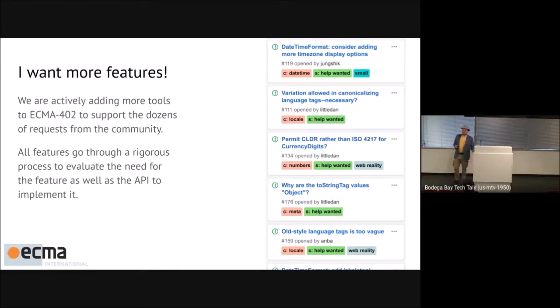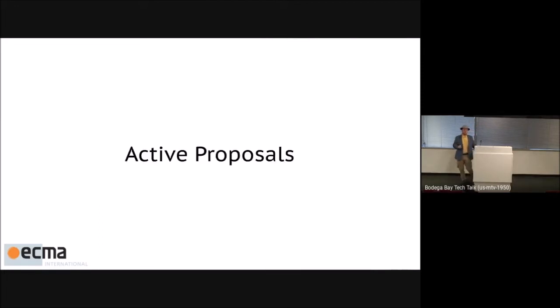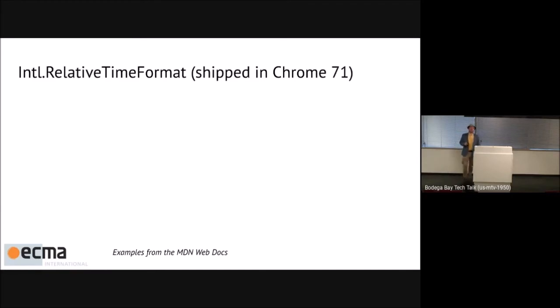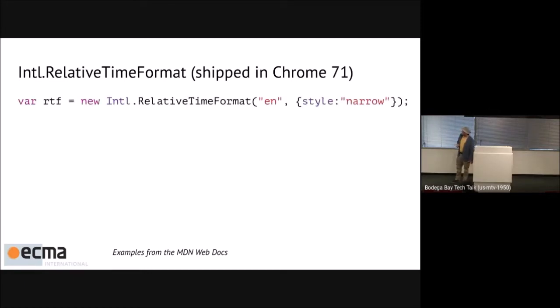So I'm going to show you some of the features that are in the works now, that in some cases you can use now. I'm going to show you the active feature proposals. So one of them is Intl.RelativeTimeFormat, which is shipped in Chrome 71. It's also shipped in Firefox. And this is how you can use relative time format.